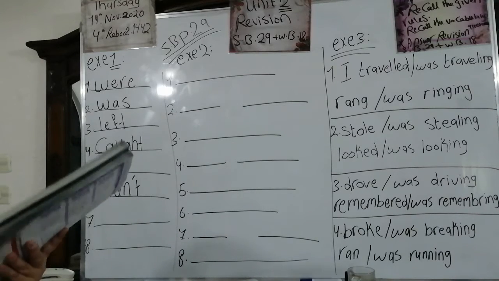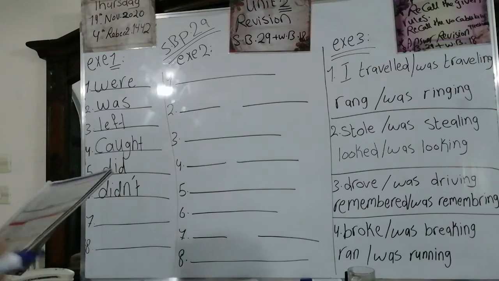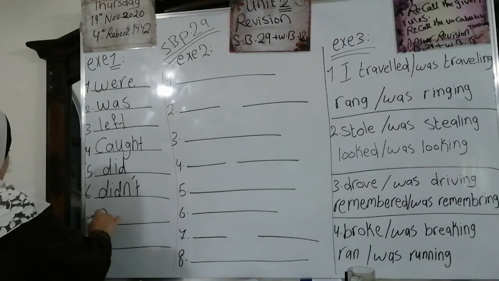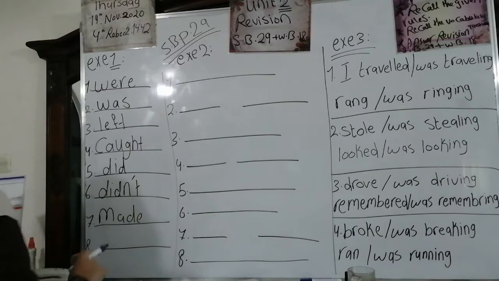Number seven, running makes me tired. The simple past, where's the main verb here? It is make. The simple past of make, it's what? It is made. Running made me tired.